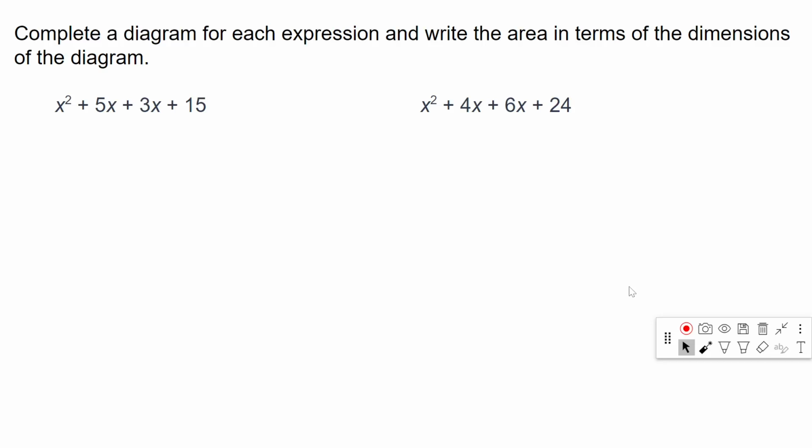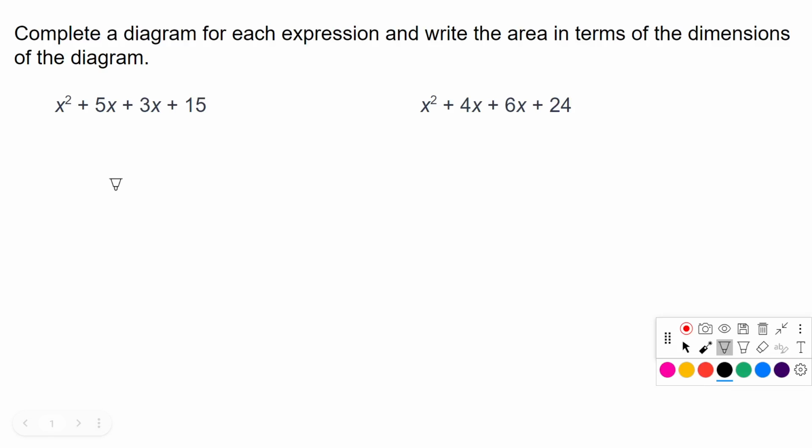Hello, this is Mrs. Scarple, and in this video I am going to show you how we can use rectangle diagrams to help us factor trinomials. I know these first two examples aren't trinomials, they're a polynomial with 4 terms, and I'm using this to help you understand how those diagrams that we were using for perfect squares can be thought of as rectangles instead of just perfect squares.